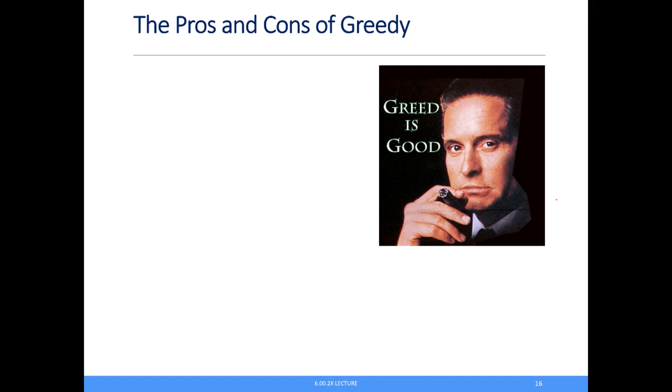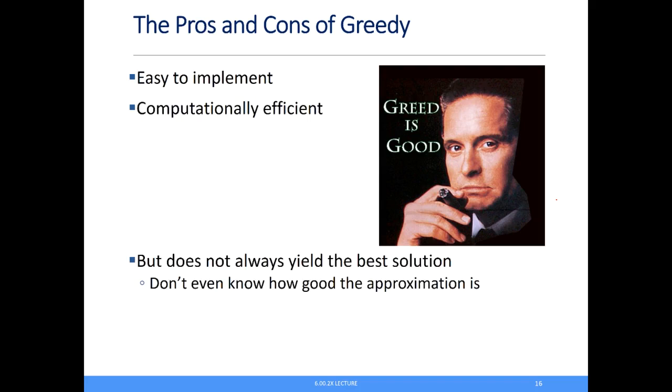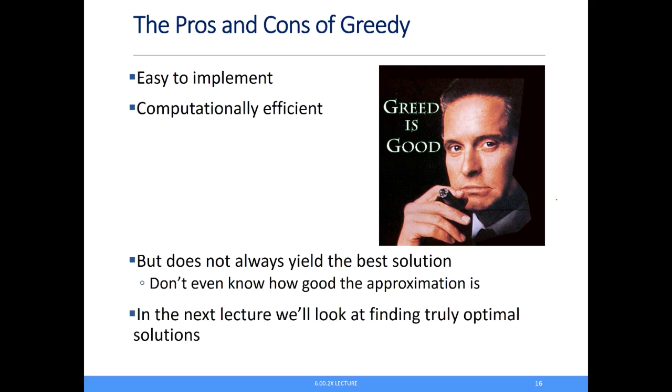So should we use greedy algorithms? Is, as Michael Douglas once said, greed good? It's easy to implement. It's computationally efficient. But it doesn't always yield the best solution. We don't even know how good the approximation is. How close is it to the best solution? So in the next lecture, we'll look at what do we do when we really need to have the right answer and find out how to get truly optimal solutions.